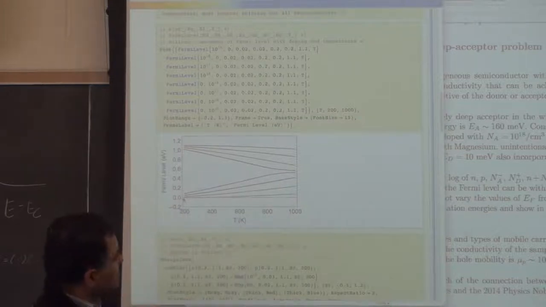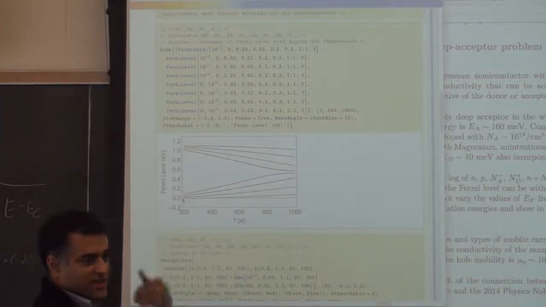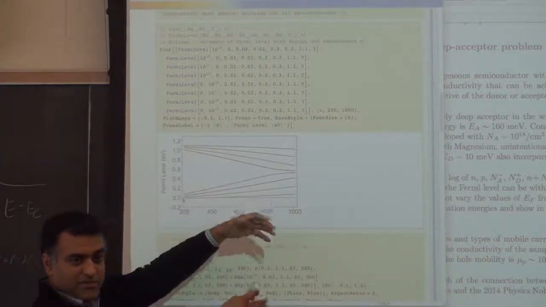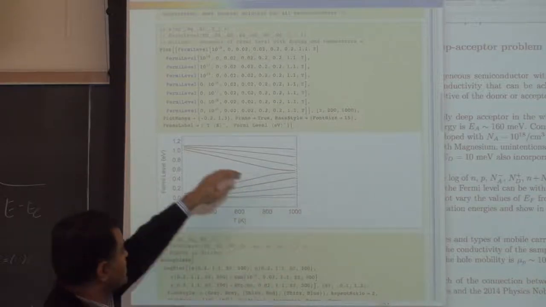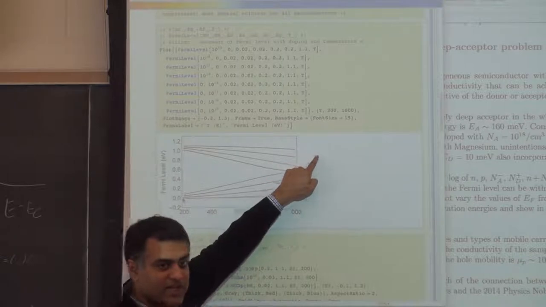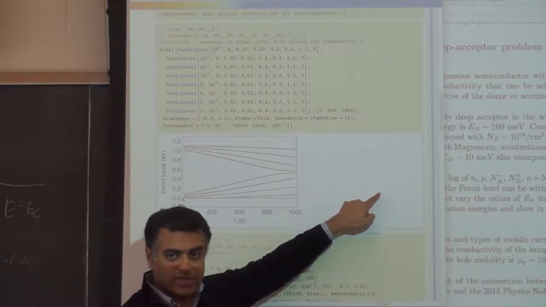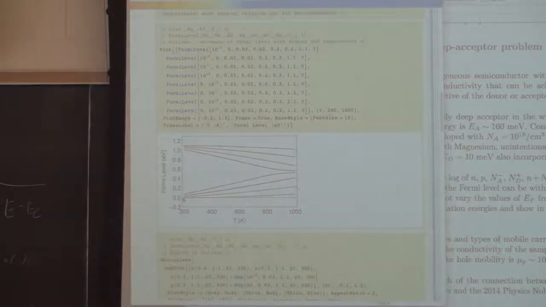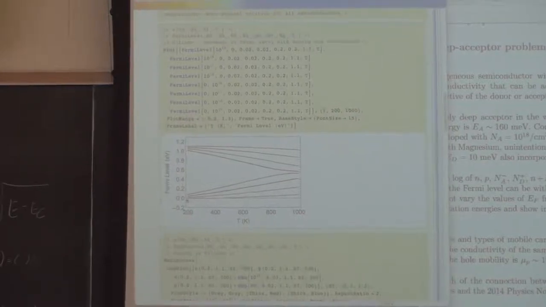But if you start increasing the doping density, you make it harder and harder for temperature to reach and activate. So this is much heavier doping, and it remains n-type to much higher temperatures, for example. So that's how the Fermi level will move. And for that, you have to solve this equation to find where it is.